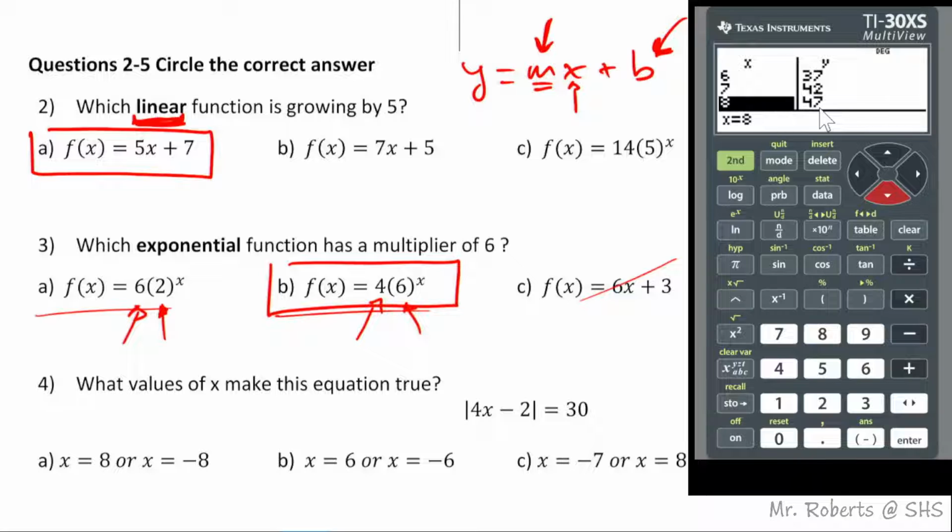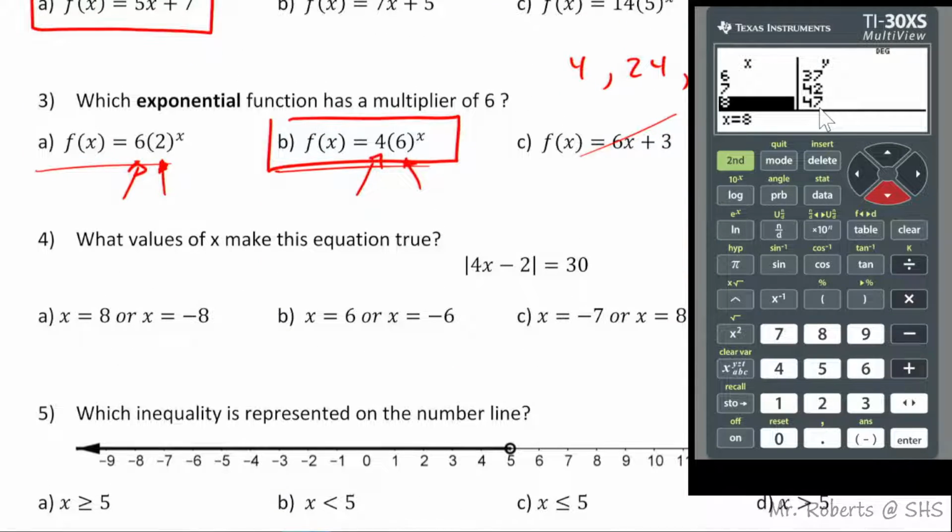And if I was to look at that on the calculator, this would go from 4 to 24 to, I don't know what the next number is. 24 times another 6 would be more than 100. I'll just stop there. Next one, which values of x make the equation true?